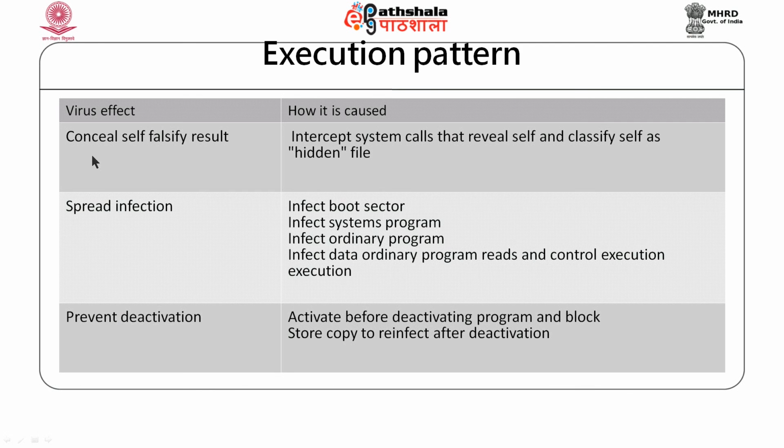The next virus effect is conceal self, falsify result. The idea is the virus would be hidden, and whatever the outcome of a system call, some different result would come out of the system call. How is it caused? Intercept system calls that reveal itself and classify itself as a hidden file.